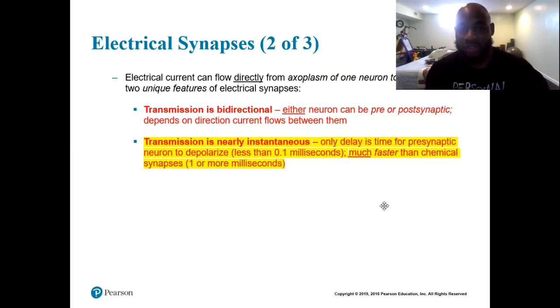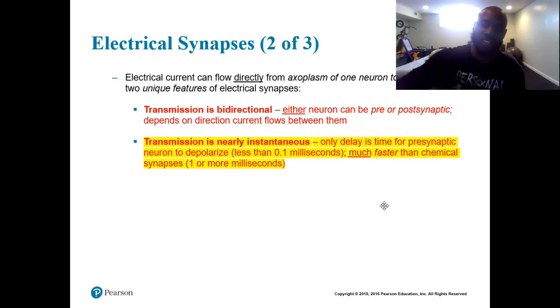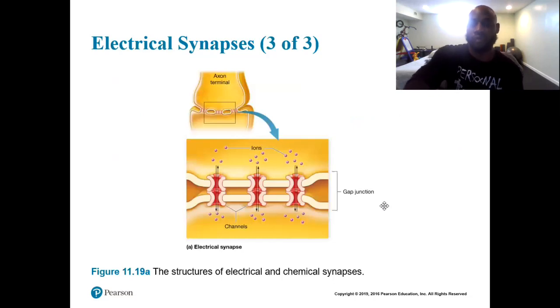Electrical current can flow directly from the axoplasm, remember, that's the cytoplasm of the neuron, of one neuron, and this creates two unique features. Transmission is bidirectional, it can go in either direction. So either neuron could be pre- or postsynaptic, depending on the direction of the flow. And transmission is nearly instantaneous, less than 0.1 milliseconds. That's much faster than the chemical synapses we're going to talk about, which take 1 or more milliseconds.